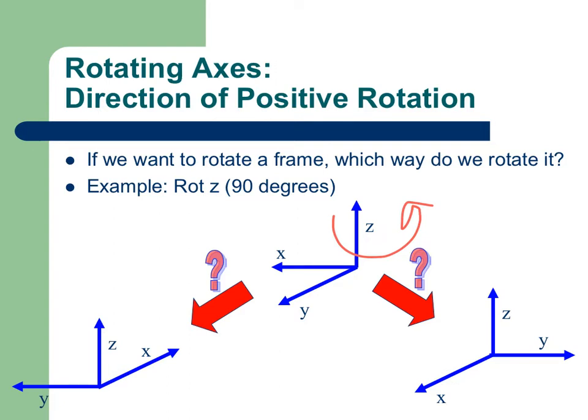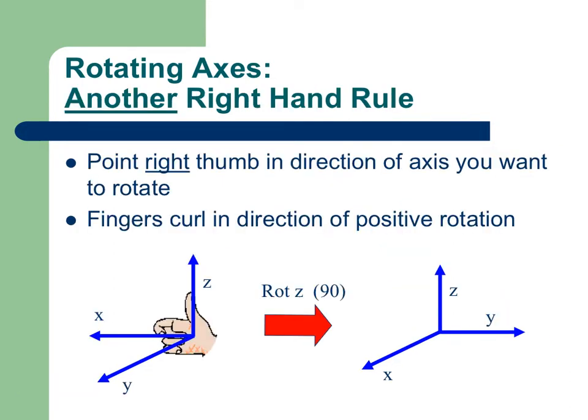So we just need to agree how we're going to do this, which direction we're going to consider to be positive 90 degrees and which direction we're going to consider to be negative 90 degrees. So we just need to come up with a convention, something we agree on. And since most people in the world are right-handed, we tend to agree on rules that are based on our right hand. So that's what we're going to do for this as well. So when we're talking about axis rotation, right, so rotating axes, we have a different right-hand rule.